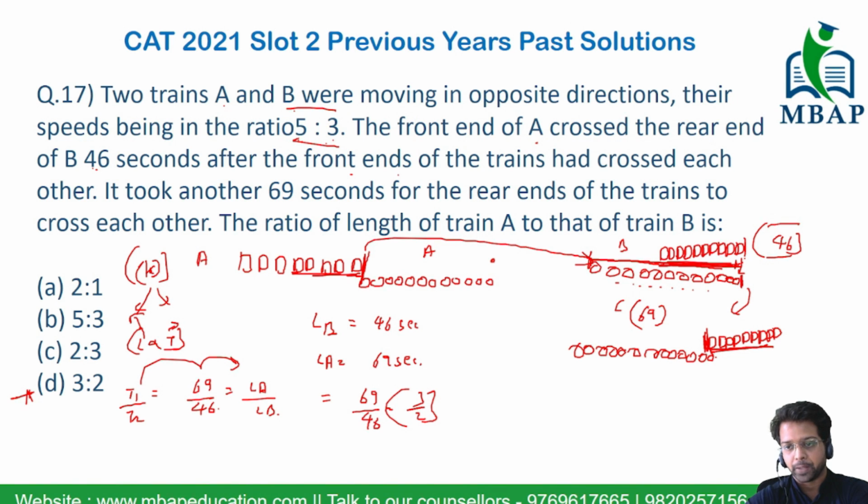As said, the first and foremost thing that we have done is to visualize and make an instance-based diagram, and then understand the distance covered by train A from instance 1 to instance 2, and from instance 2 to instance 3. You have understood that it is nothing but the length of B which is covered first, and the length of A which is covered second. My relative speed is constant, so my time is directly proportional to my length.